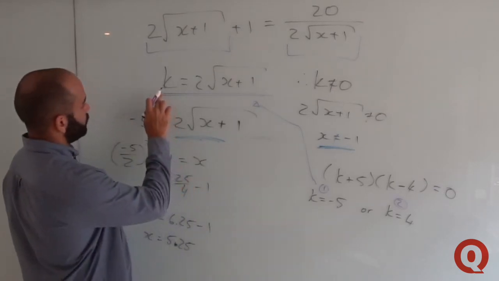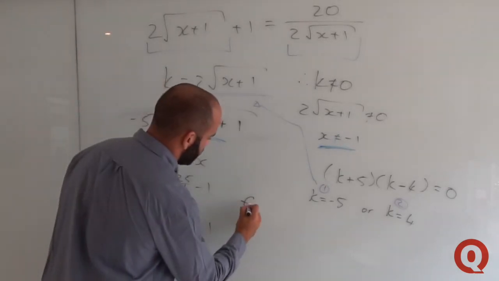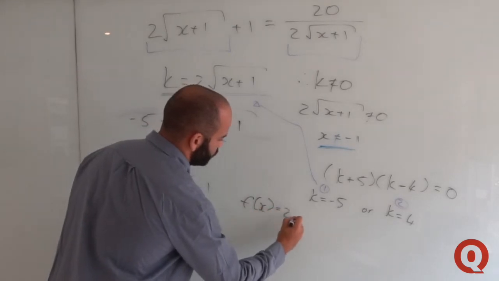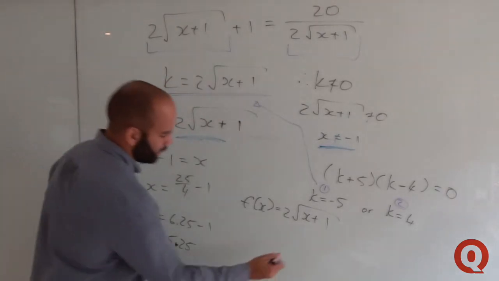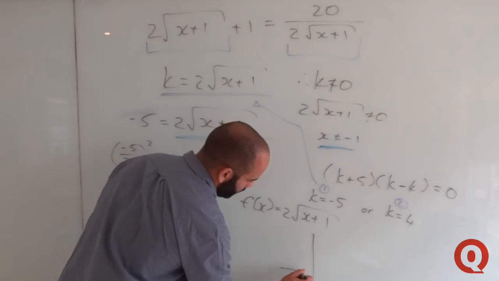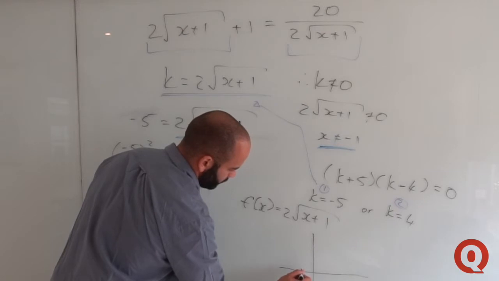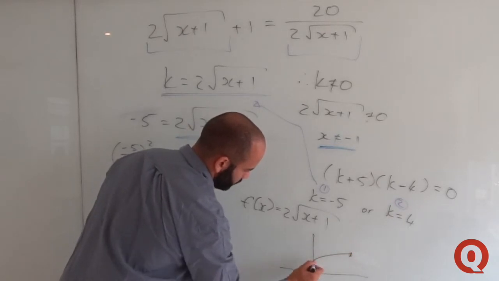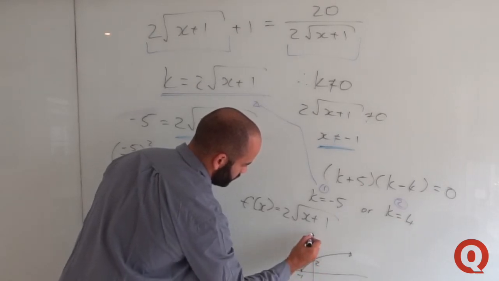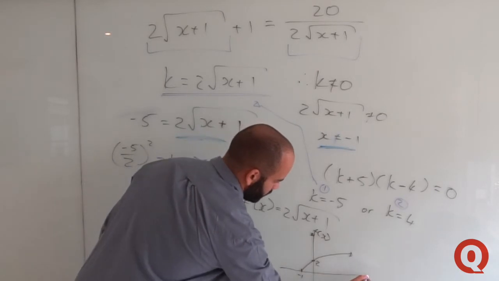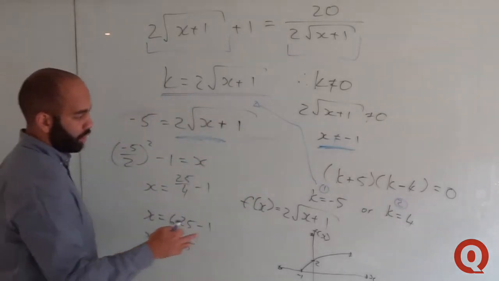because if I take k equal to 2 root x plus 1, and I make a function around that, so I say the function of x is equal to 2 root x plus 1, and I try to draw that graphically, it would look something like this. It would cross at minus 1, and it would go something like that, and it would cross the y-axis at 2. That's how the graph would look.